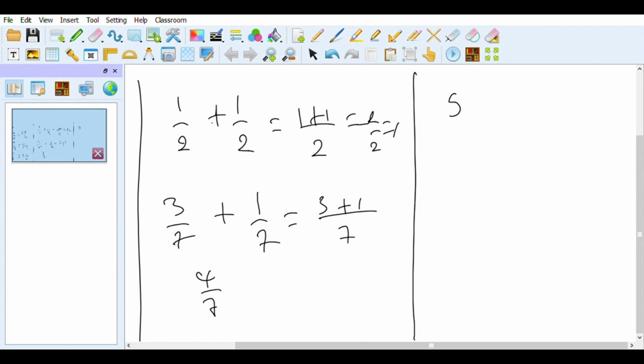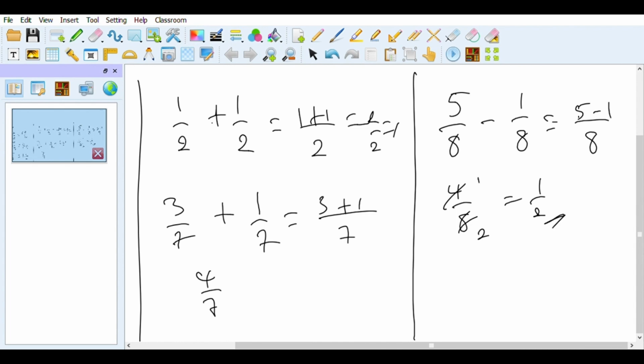For instance, if we have 5 over 8 minus 1 over 8, exactly the same thing. Take the common denominator, and then write the numerators exactly the way they are, 5 minus 1. So 5 minus 1 is 4 over 8, which you can reduce. 4 can divide itself to give 1, and 8 divided by 4 gives us 2, so we have 1 over 2. So 5 over 8 minus 1 over 8 gives us 1 over 2.